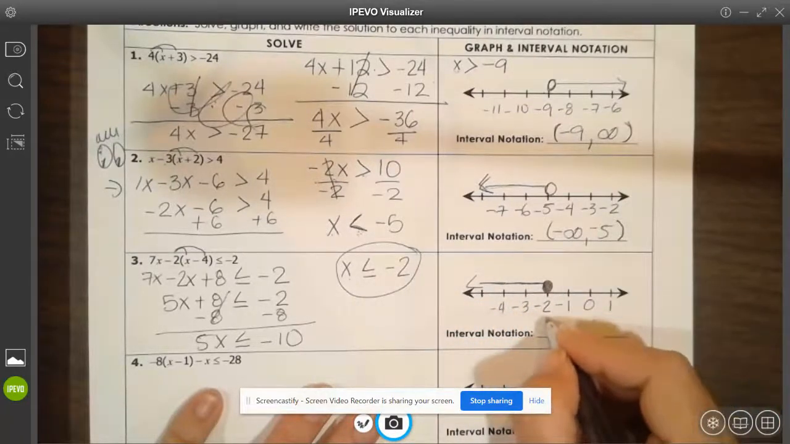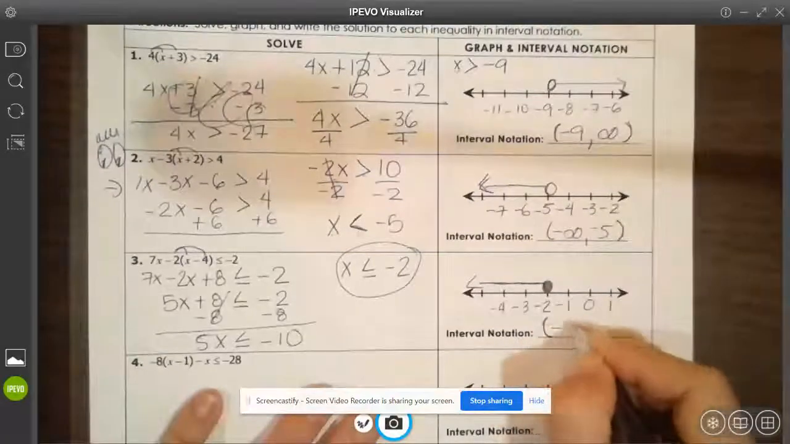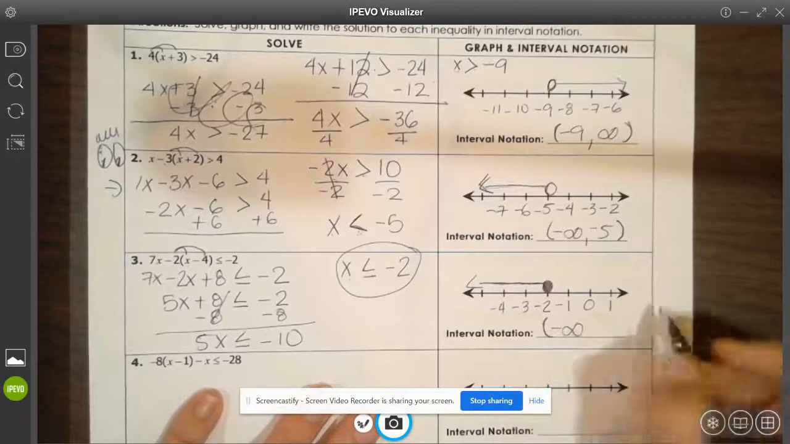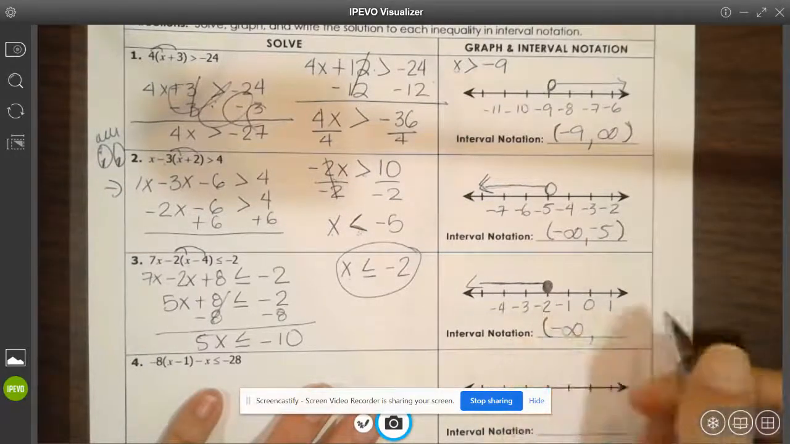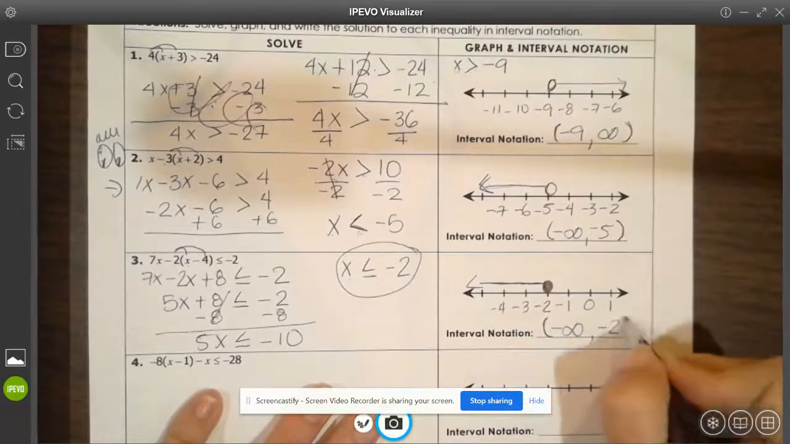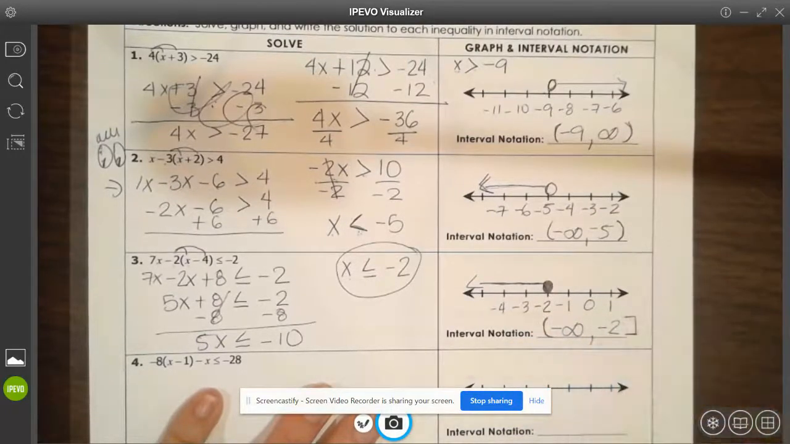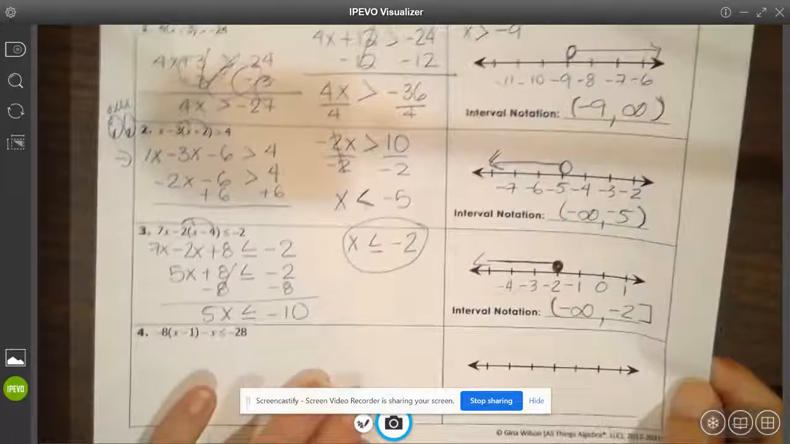So to illustrate that in the interval notation, we open a parenthesis, because it's always a parenthesis with infinity and negative infinity, comma, and my highest number is included, so we use a bracket. Okay. All right. So let's do one more.